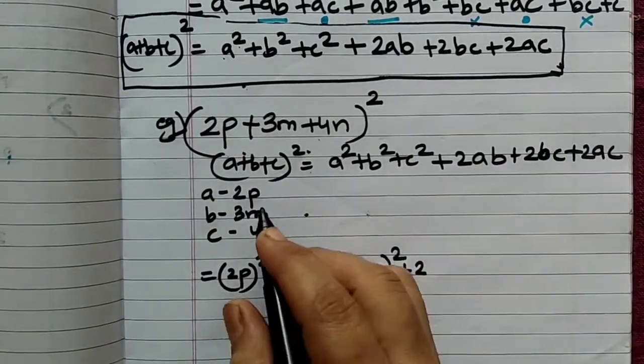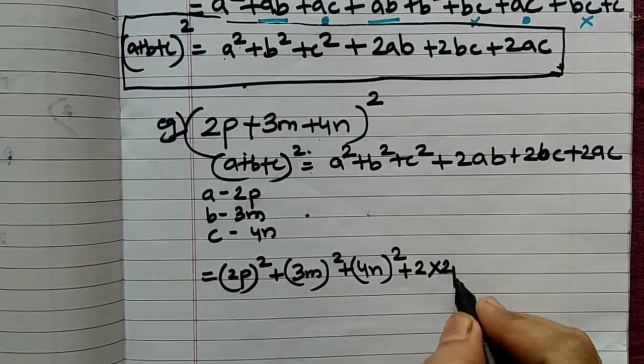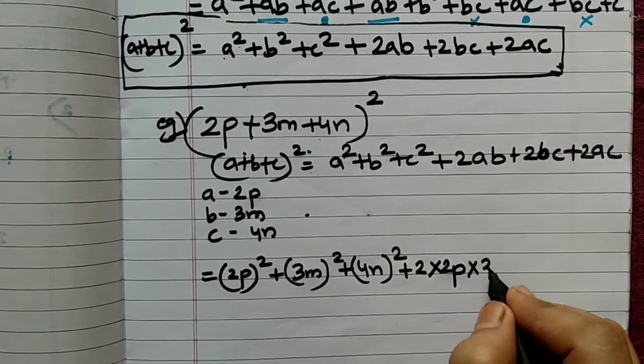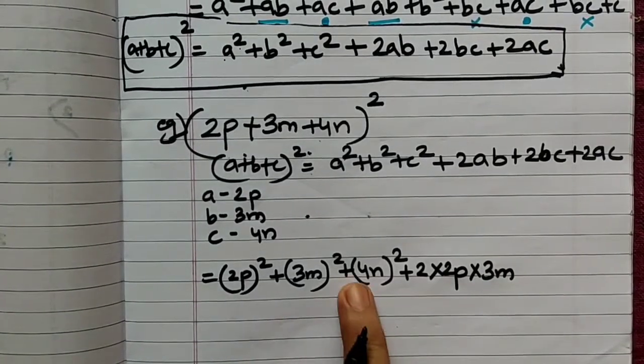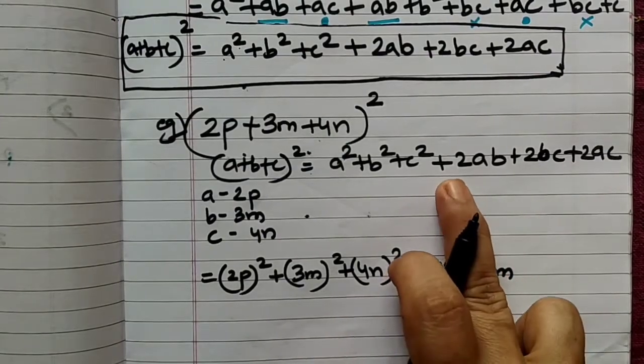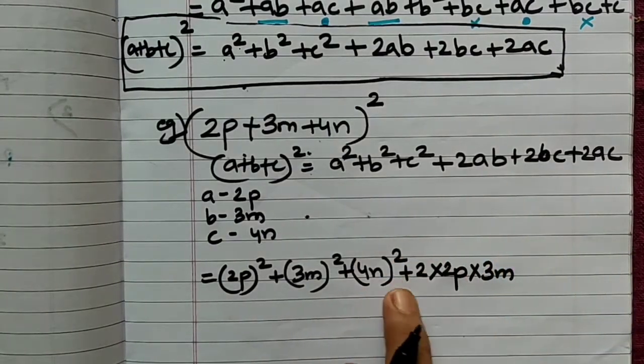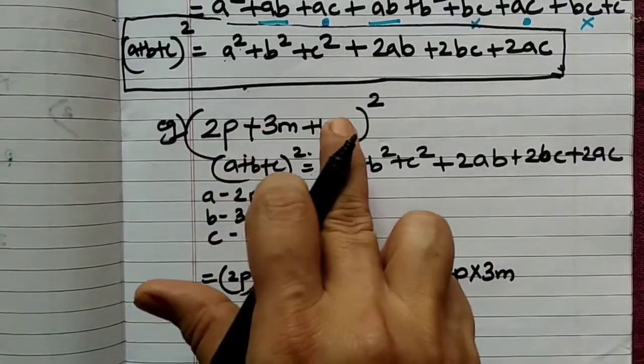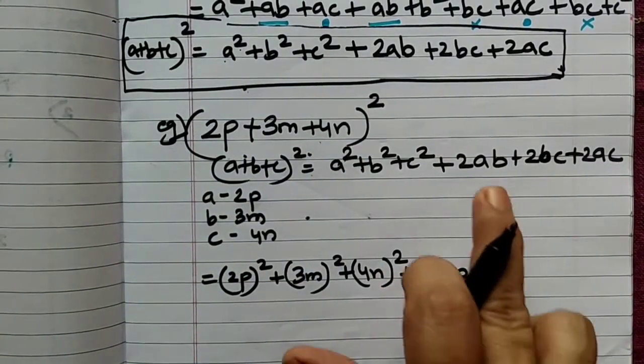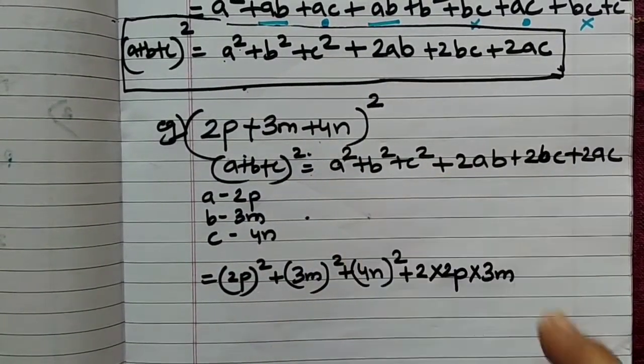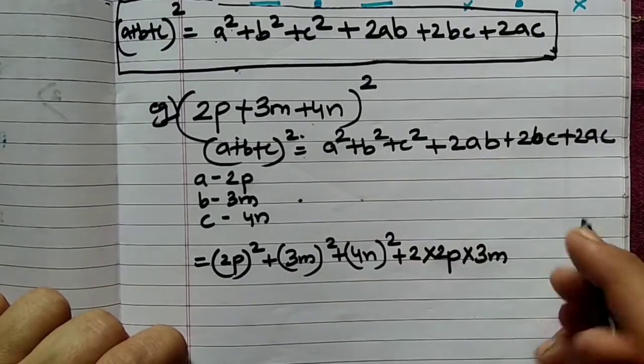So what is in place of a now? 2p. So we will multiply by 2p multiplied by b, that is 3m. Understand this. The 2 in the formula you have to write. Even though there is a 2 or a 3 or a 4 over here, you have to write this 2 because that is part of our formula. This part we have done.